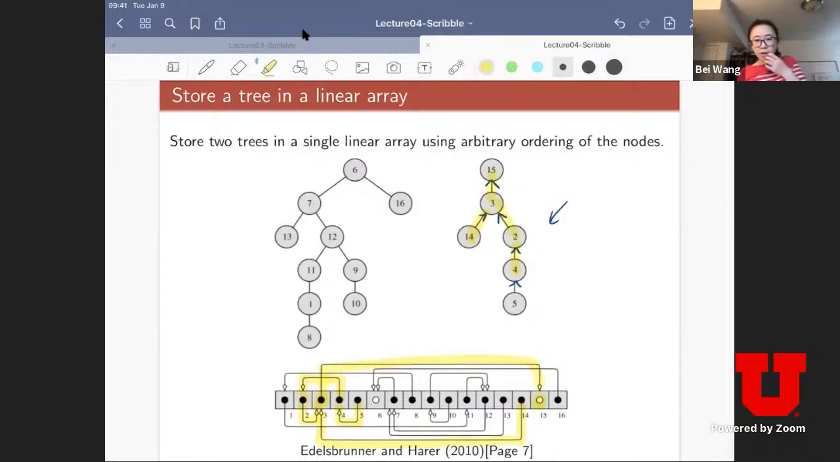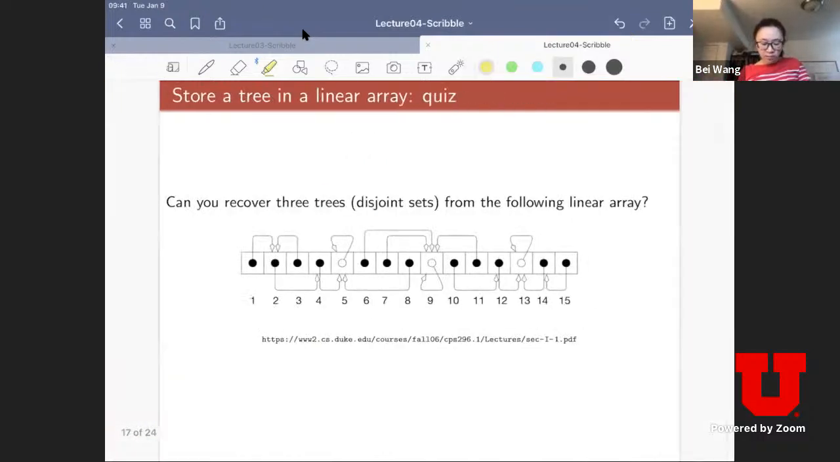Of course, in this case, I'm deciding to always use the child node to point to its immediate parent node, but I can do the other way around. I can start with the parent node and point it to the child node. However, in this case, it's actually better because every single node has a unique parent. So your pointer is pointing to your parent, okay? So this is how you store a tree in the linear array.